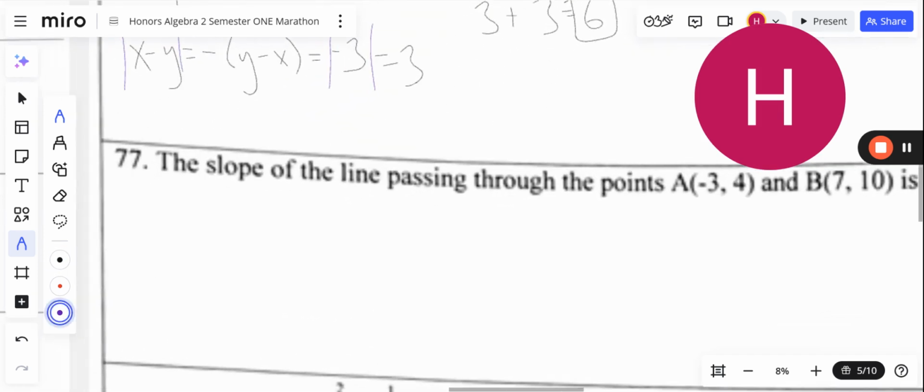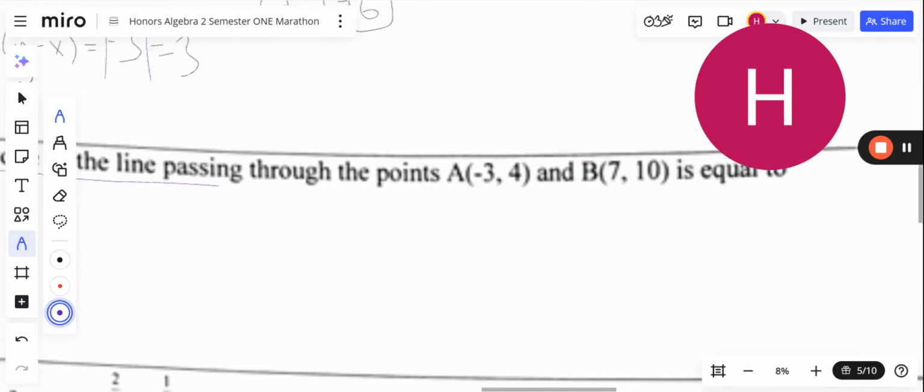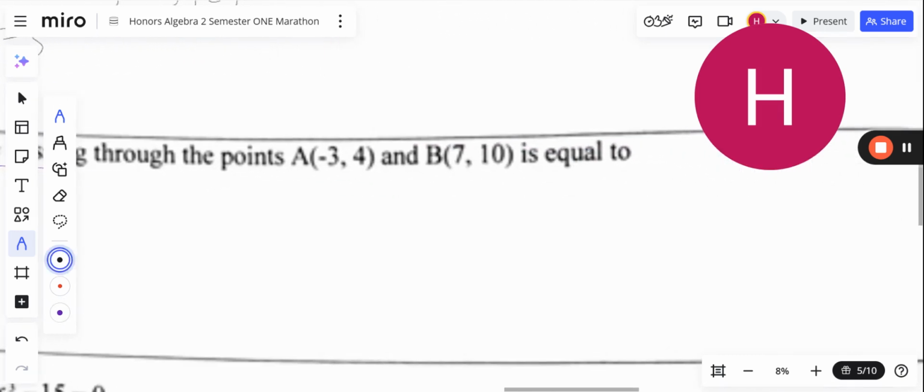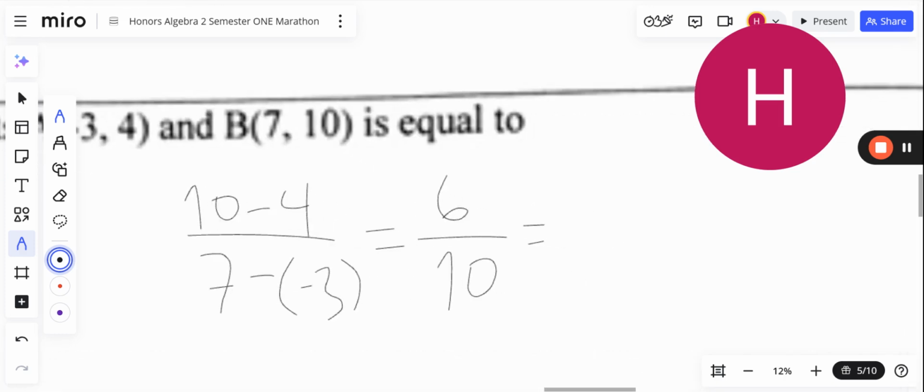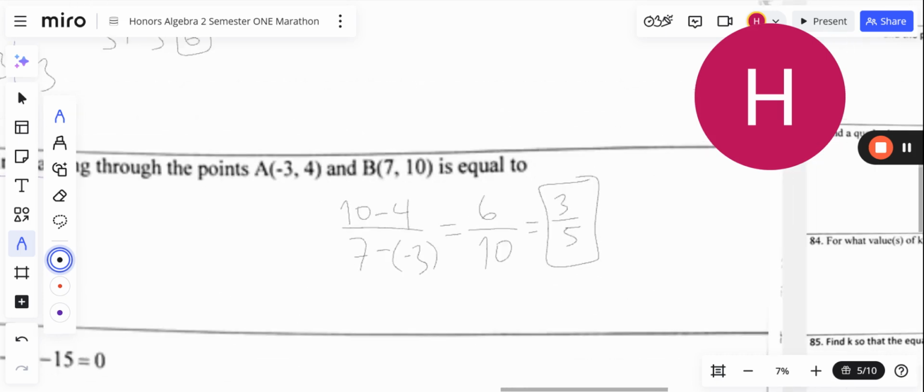Okay, we'll finish up with this one here. Pretty easy last leg. Let's do a sprint. The slope of the line passing through these 2 points is equal to just a simple y2 minus y1 over x2 minus x1. Careful with the negative. Subtracting a negative is the same as adding. So this is going to be 3 over 5. Perfect. That's the slope.